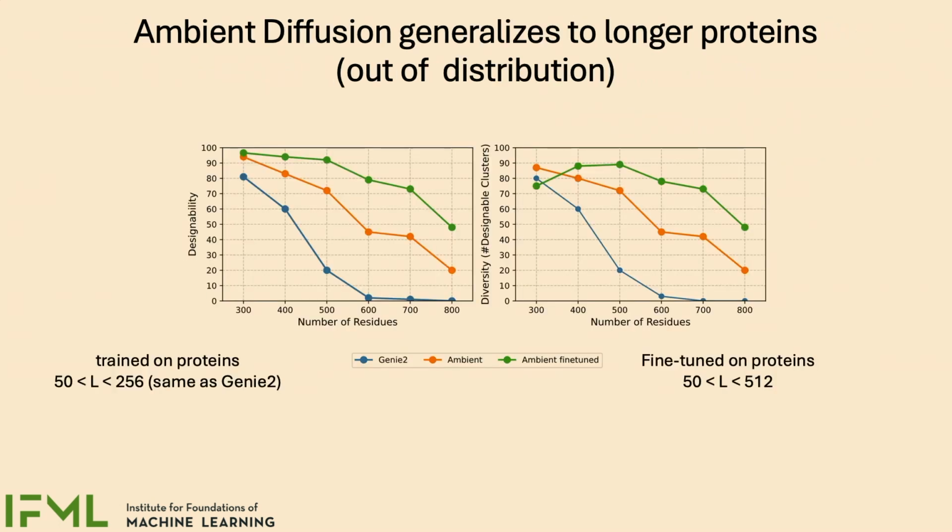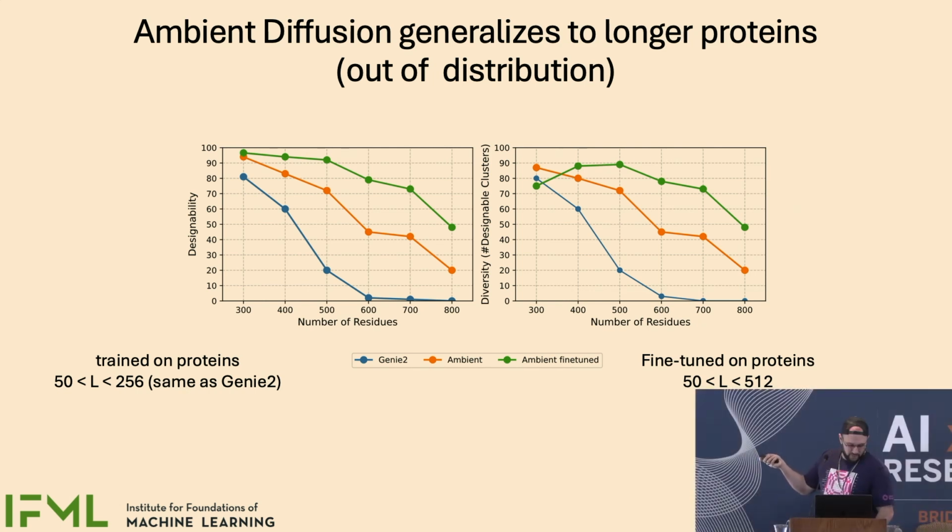And then here is again a comparison of ambient protein diffusion for longer proteins. Here in blue is Genie, which is the model and code base we started working on to develop ambient diffusion. Whenever we train it using the exact same method as Genie, but with ambient diffusion, you can see our model improves significantly. And whenever we fine-tune it, or show it more data with longer proteins, you can see it gets much, much better at longer proteins.